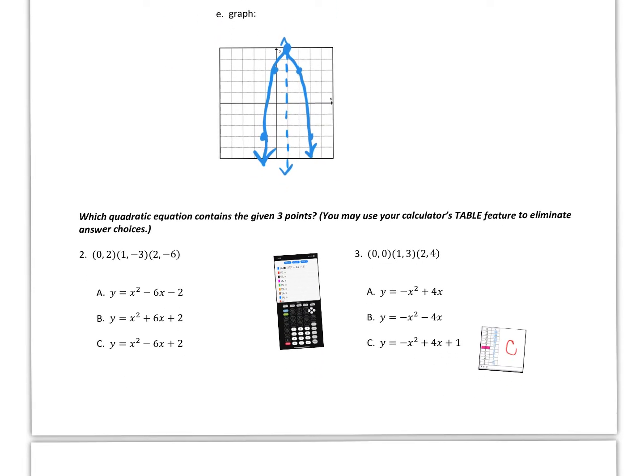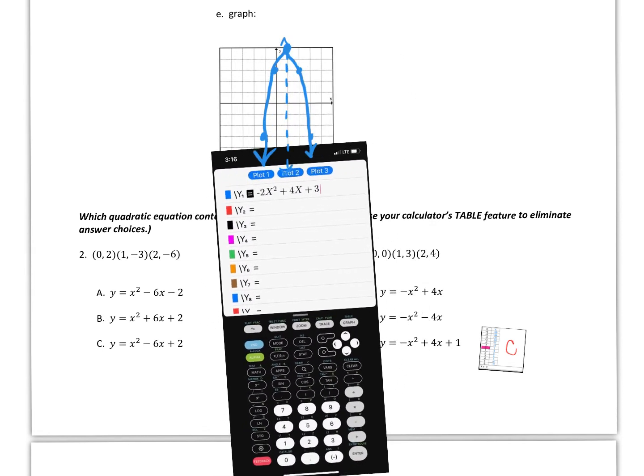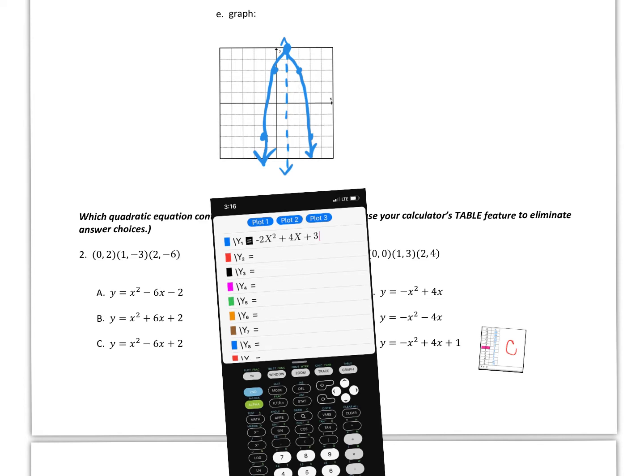All right, let's look at this question down here. Which quadratic equation contains the 3 given points? You can use your calculator's table feature to eliminate choices. So I'm given these 3 points, and I want to know which equation it goes with. Well, we're going to use your calculator. So let me blow this up so you can see what's going on here. In your calculator, what you're going to do is plug in your answer choices. Whatever equation you put in, go to second and graph, and right above it, you'll see the blue word table. It's going to give you the table of values that correspond to that equation.